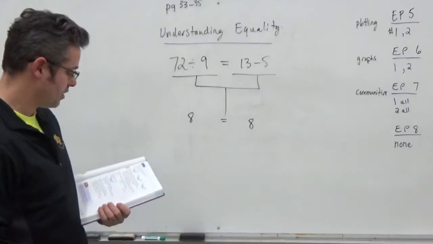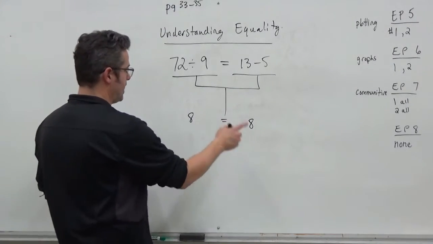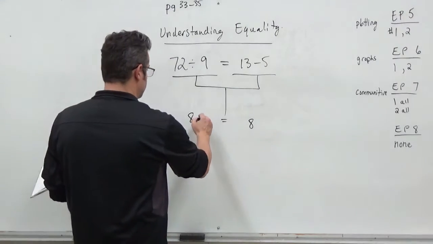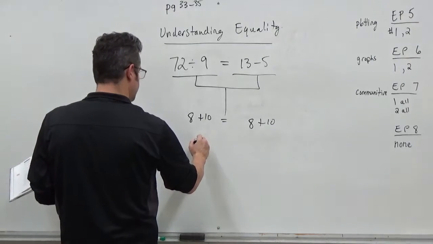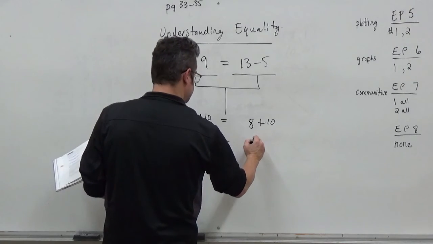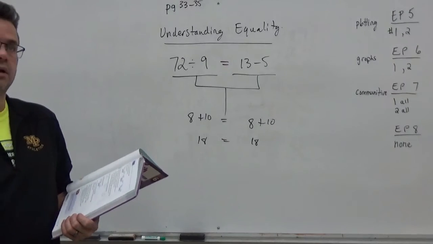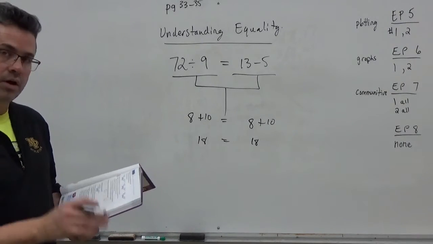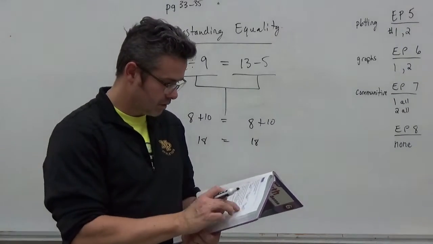We're balancing those equations. What would happen if we then added 10? Okay, 8 plus 10 is 18. 8 plus 10 is 18. We kept the scales balanced, because what we did to one side, we also did to the other. And that's what question 1 is about.